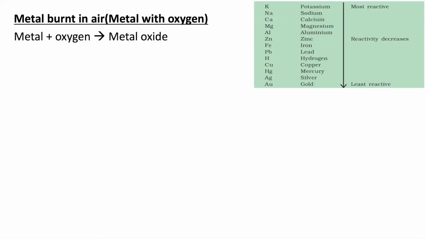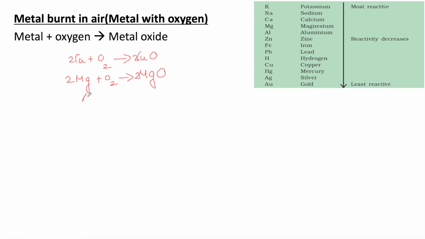First, we will discuss how metals react with oxygen, or how a metal burns in air. Metals react with oxygen to form metal oxides. This is the basic pattern of how all metals react with oxygen. Some chemical equations we can write here: Cu plus O2 gives CuO. Always try to write the basic equation first and then you can balance it. In the same way, Mg plus O2 gives MgO.